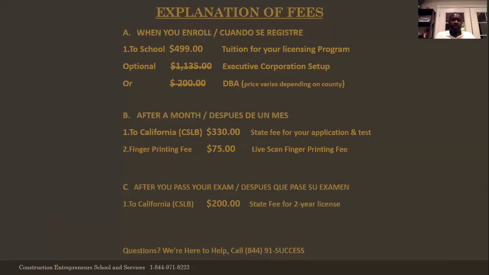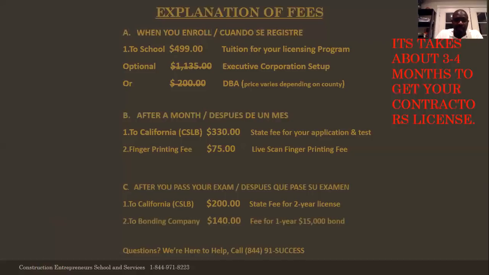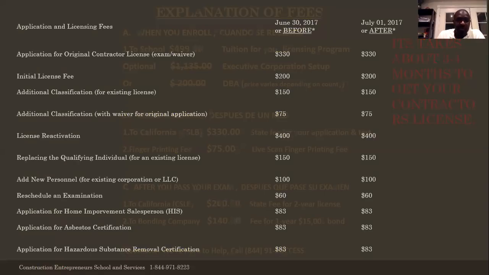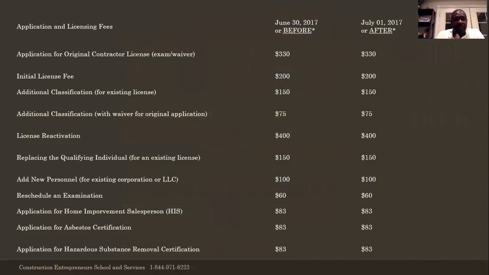After you pass your exam, you're going to pay $200 for a 2-year license to the State Contractors License Board. This is after you pass your exam. You're going to pay $200 for a 2-year license. Then they're going to require you to get a bond. And we talked about the bond in the other slides, where you're going to have to pay $140 for 1 year for a $15,000 bond. It usually takes about 3 to 4 months to get your contractor's license. This is some of the other fees that you can see for the contractor's license here.